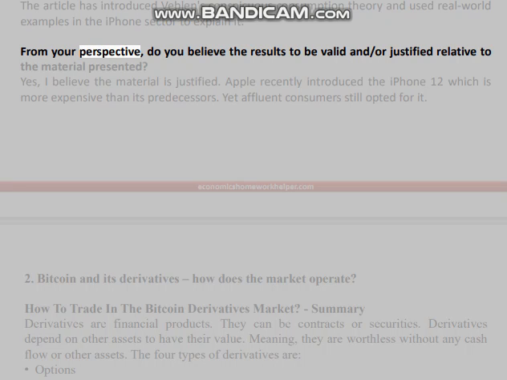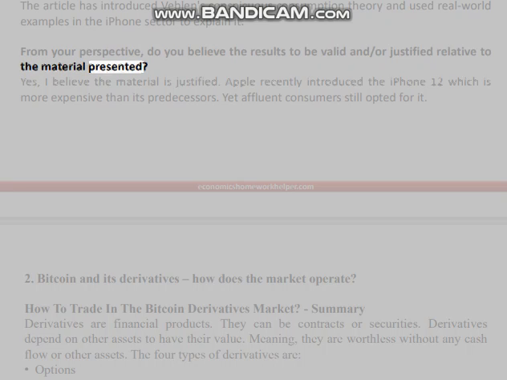From your perspective, do you believe the results to be valid and/or justified relative to the material presented? Yes, I believe the material is justified. Apple recently introduced the iPhone 12, which is more expensive than its predecessors. Yet affluent consumers still opted for it.